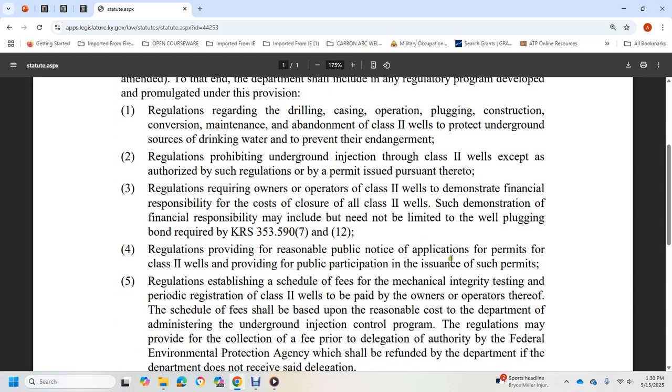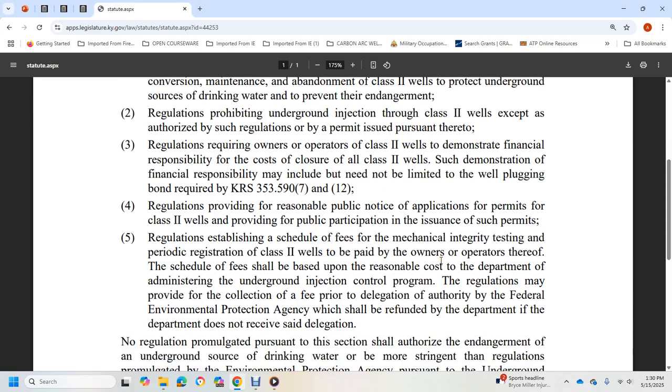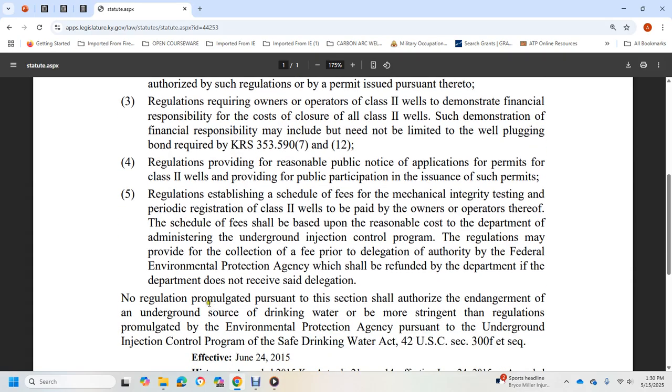Four, regulations providing for public notice of applications for permits for Class 2 wells, and providing public participation in issuing such permits. Five, regulations establishing a schedule of fees for mechanical integrity testing and periodic registering of Class 2 wells, to be paid by owners and operators thereof. The schedule of fees shall be based upon the reasonable cost to the department of administering the underground injection control program. Regulations may provide for collection of a fee prior to delegation of authority by the federal Environmental Protection Agency, which shall be refunded if the department does not receive said delegation.